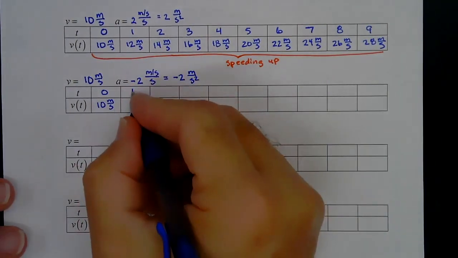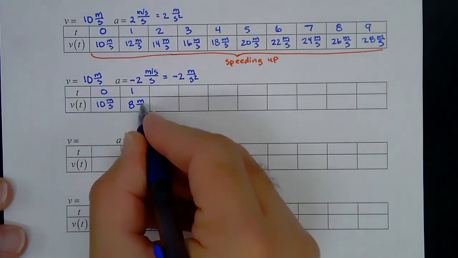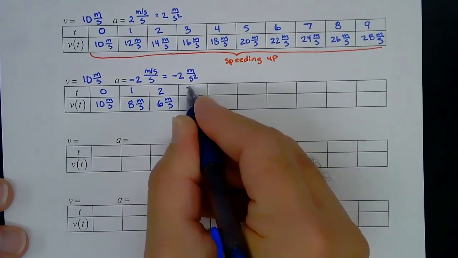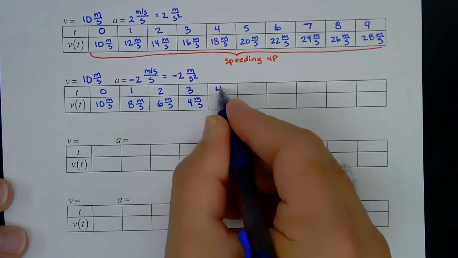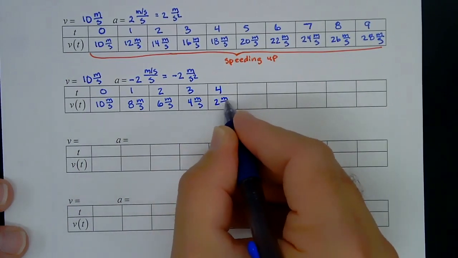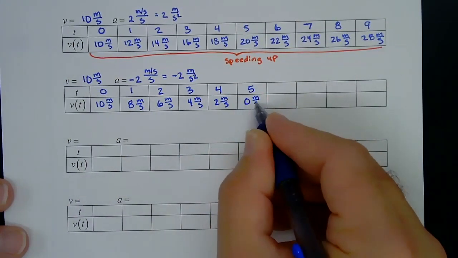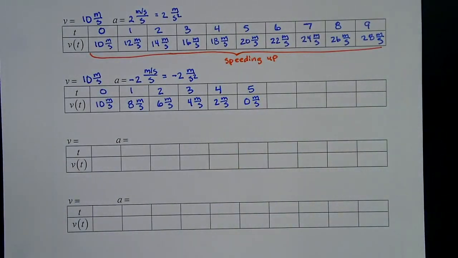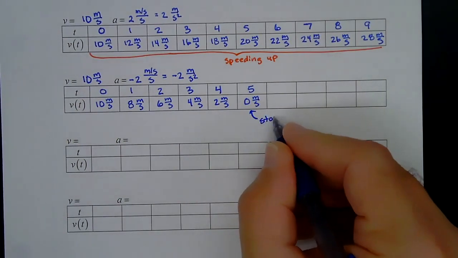So 1 second later, we're going to remove 2 from the 10, and that would make us 8 meters per second. 1 second later, we'd be at 6 meters per second. 1 second later, 4 meters per second. 1 second later, 2 meters per second. 1 second later, 0 meters per second. And what that means, if you're going 0 meters per second, is that you have stopped. So whenever you hit 0 meters per second, this means you've stopped.